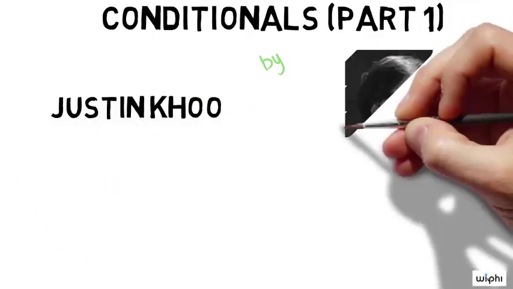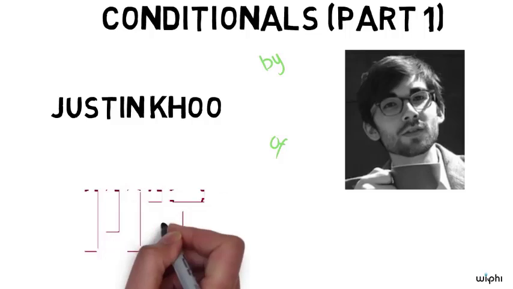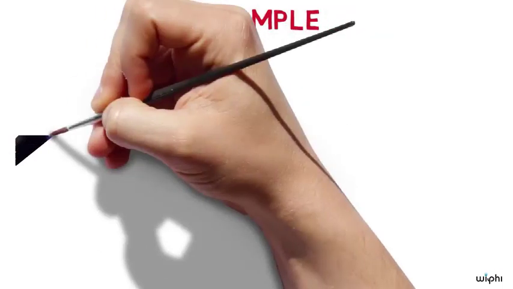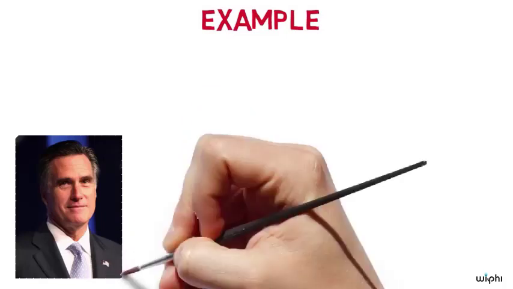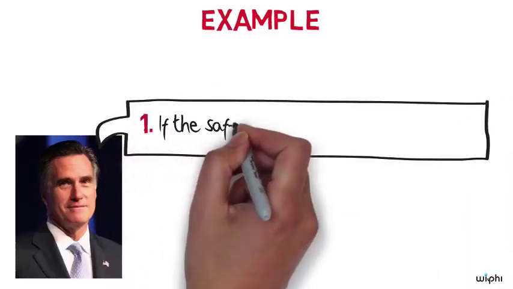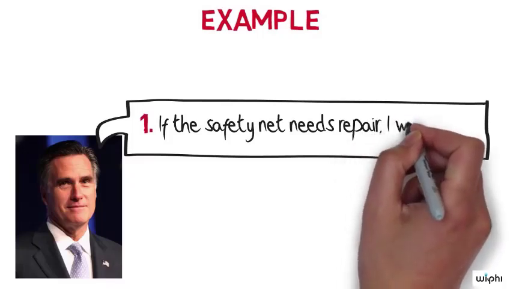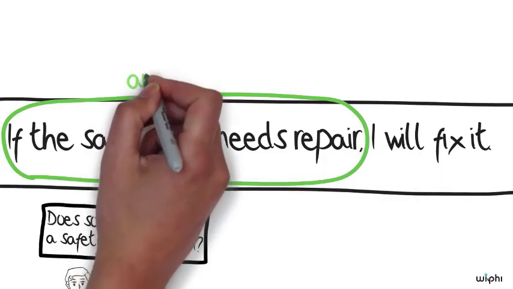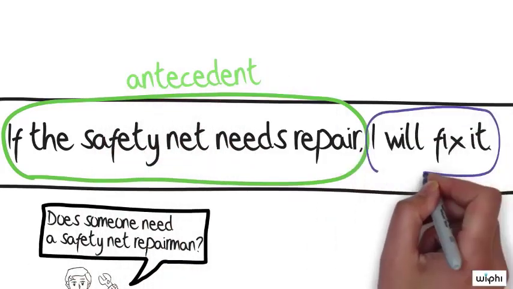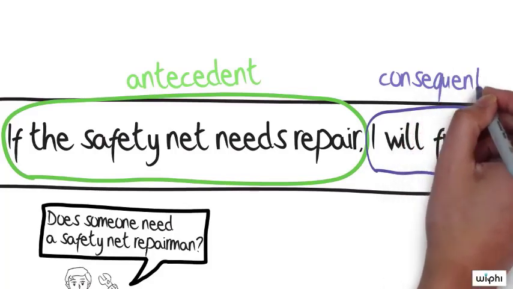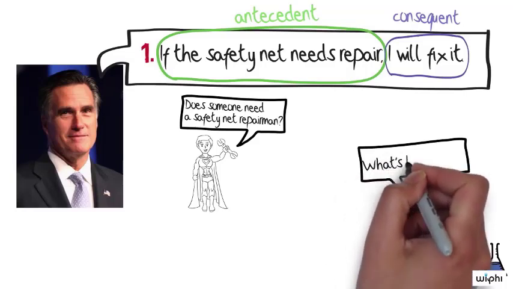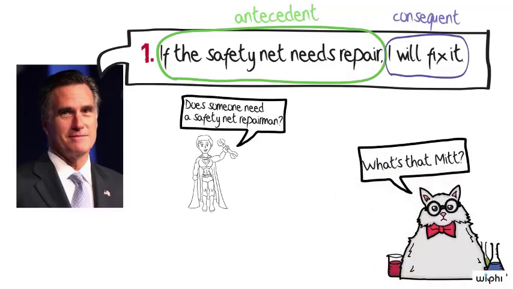Today we are going to look at conditionals, which are a class of sentences that have puzzled philosophers for thousands of years. Here's an example of a conditional sentence from a speech by former presidential candidate Mitt Romney. (1) If the safety net needs repair, I will fix it. Conditional sentences, like 1, consist of two parts: an antecedent, the safety net needs repair, and a consequent, I will fix it. Our question today is, what do conditional sentences like 1 mean? In other words, by uttering this sentence, what has Mitt Romney told us?